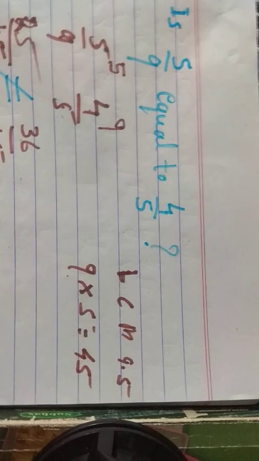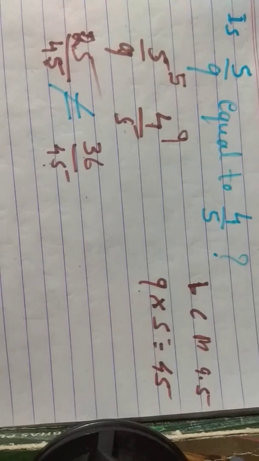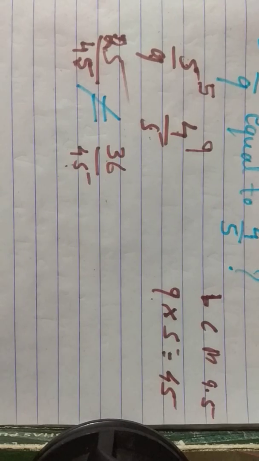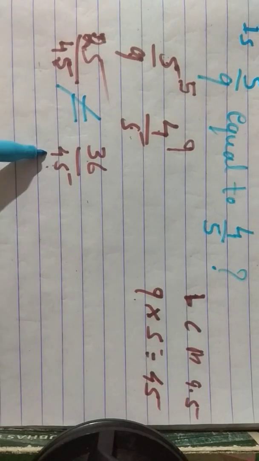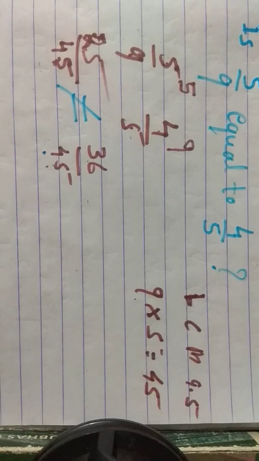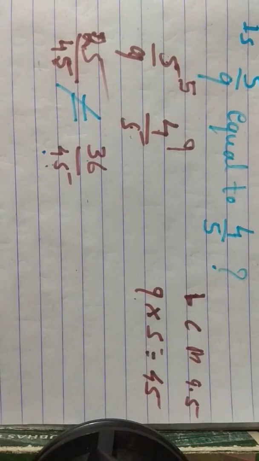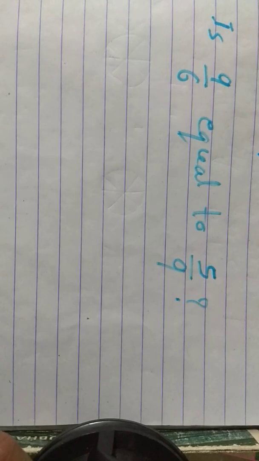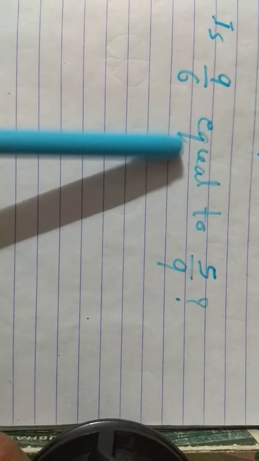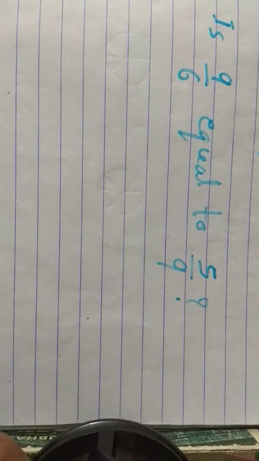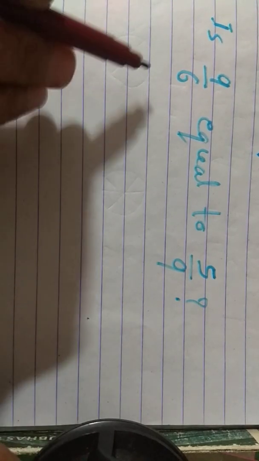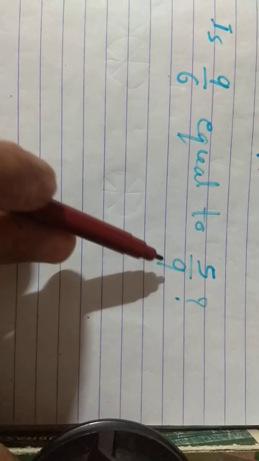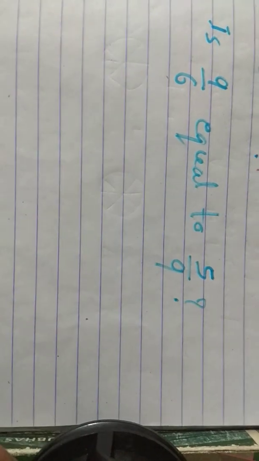In this way we have to solve by making their denominators equal. Let me take another example. Is 9 by 6 equal to 5 by 9? Let us see. What is the denominator? We have to make equal denominator.